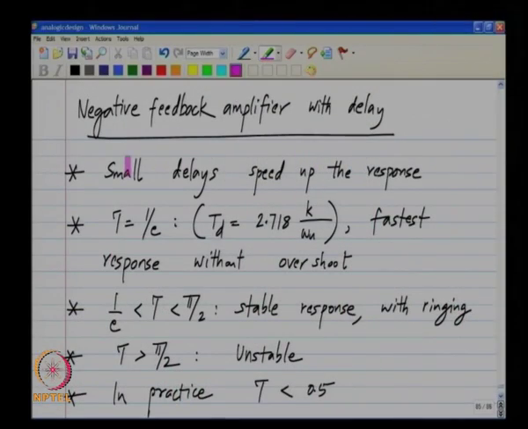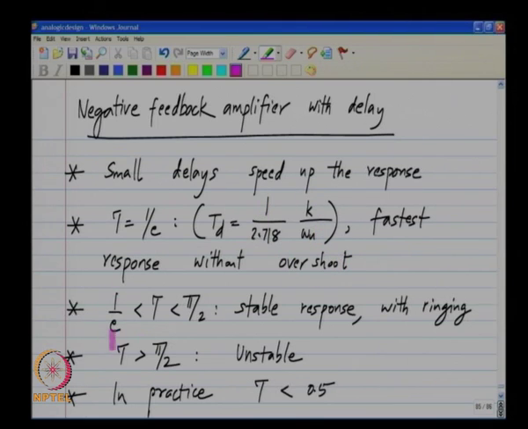What we saw was that small delays in the negative feedback amplifier actually speed up the response, so it is beneficial, but this happens for up to tau equals 1 by e, approximately 0.36 times the time constant. This should be 1 by 2.718, not 2.718. Up to this value of delay, you will actually speed up the response compared to not having any delay, and this gives you the fastest response without having an overshoot.